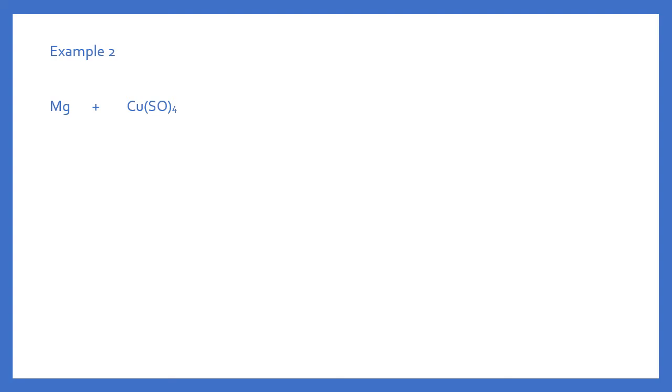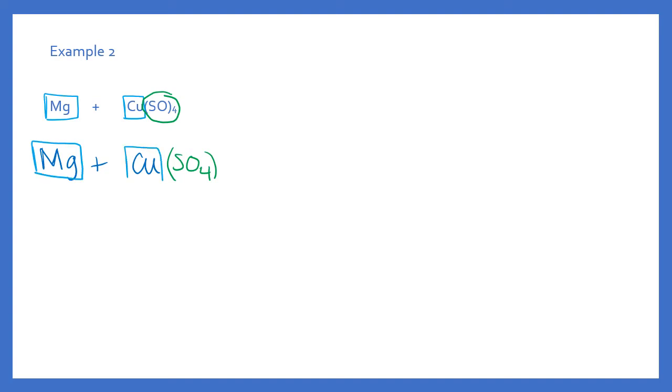Example 2. So, let's take a look. Magnesium is a metal, so we're going to box it in. Copper is a metal, and then SO4 is a non-metal. And actually, guys, you know what? I'm going to rewrite this because this was my mistake, it should be magnesium plus copper, and then it should be SO4 in parentheses.